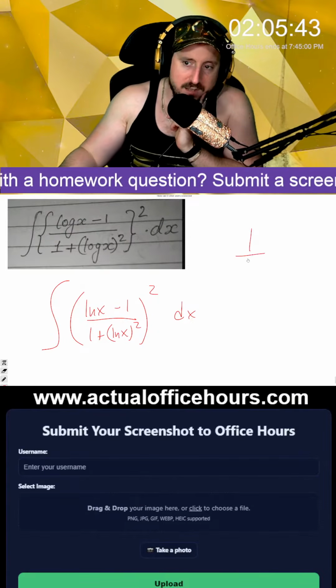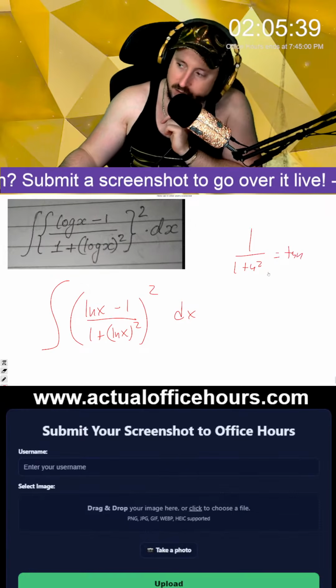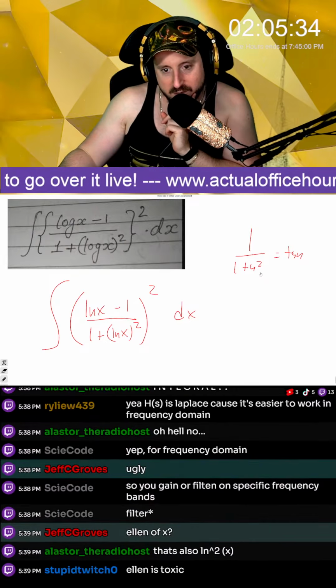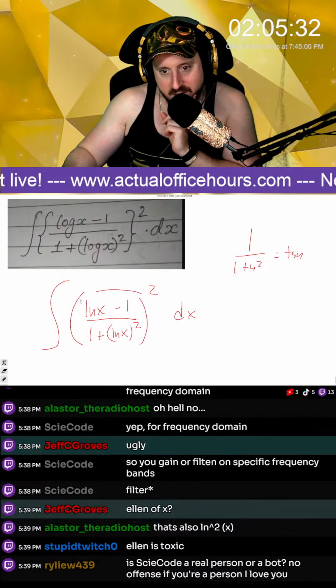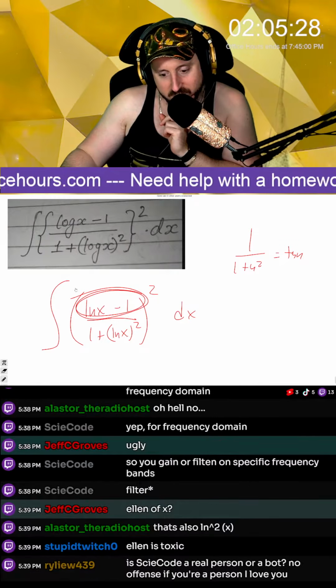My gut instinct, anytime I see 1 over, like, 1 plus a squared, I think about tangent. That's my gut instinct. And then maybe this comes up somehow.